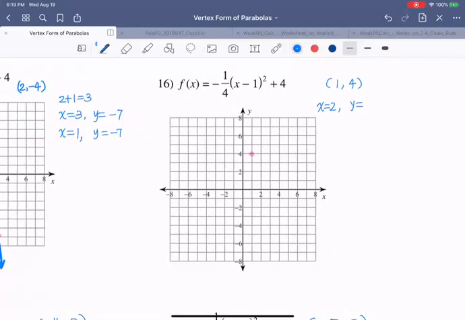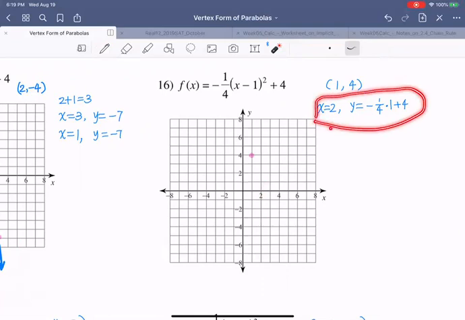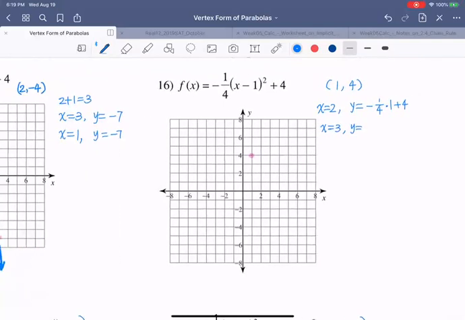If you feel this is a little bit difficult, let's do it together. So this is -1/4 times (2 minus 1), which is 1. 1 squared is 1. So this is this plus 4. And you see here, it's a fraction, right? It's not easy to draw a fraction on this, so I don't like this point. I'm going to choose the next point. Let's do x equals 3. So y equals -1/4 times (3 minus 1), which is 2, right? So this equals how much?